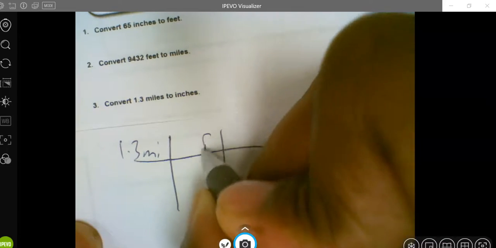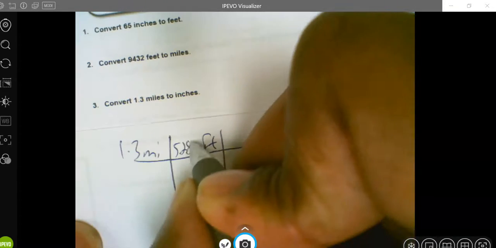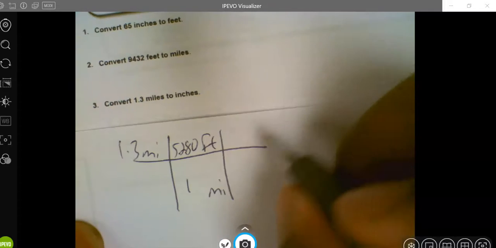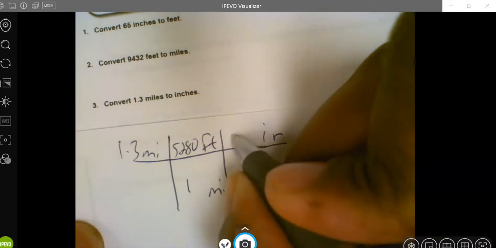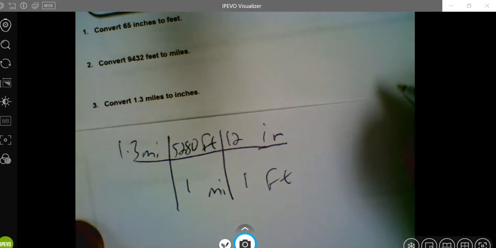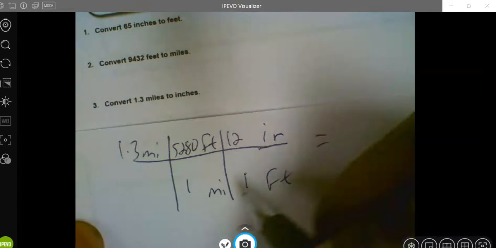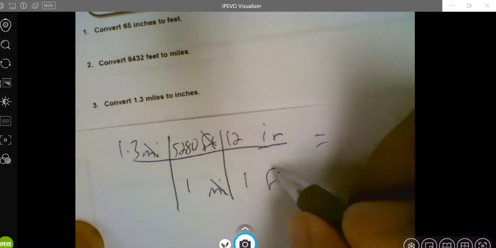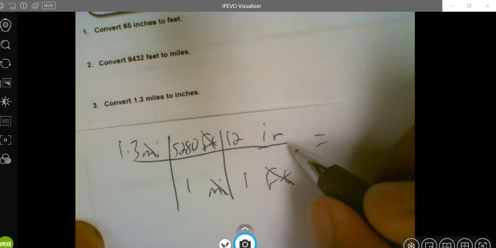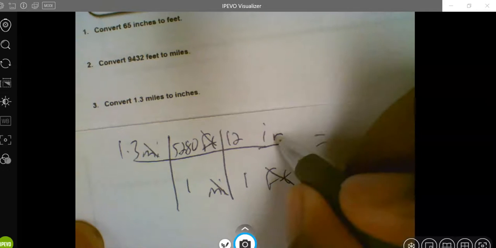and put feet here. So for 1 mile, we decide it's 5,280 feet. And then I can go feet to inches. So I'm going to put feet here, inches here. So 1 foot gives you 12 inches. So when I multiply this across, if you notice the miles should go away, and the feet should also go away and cancel out. And you only have inches left. So that's my unit of measure now.